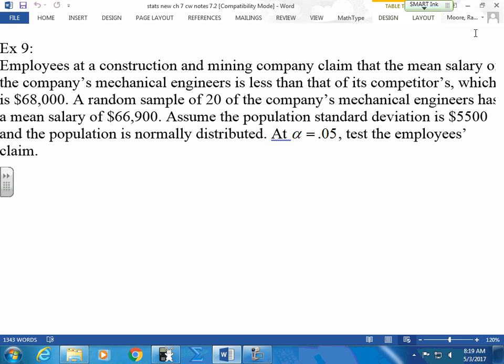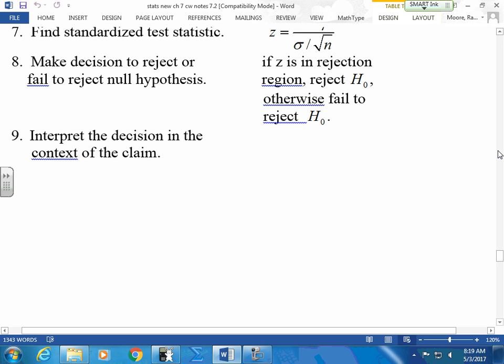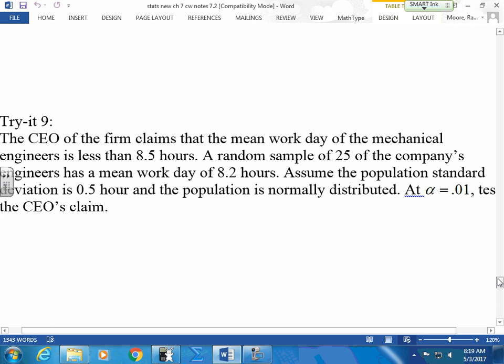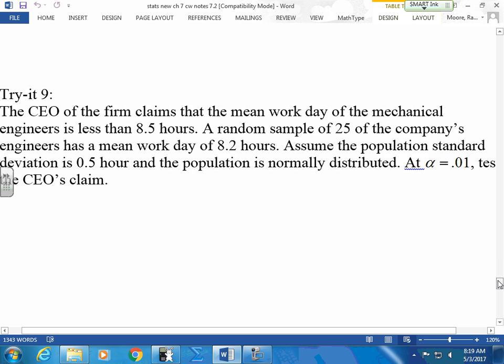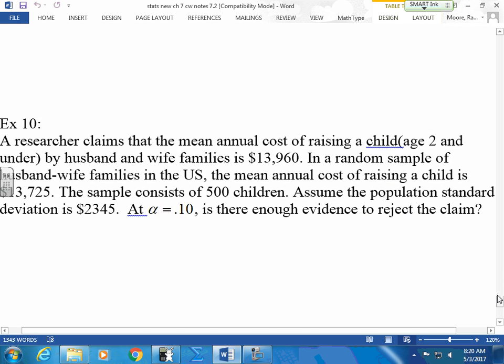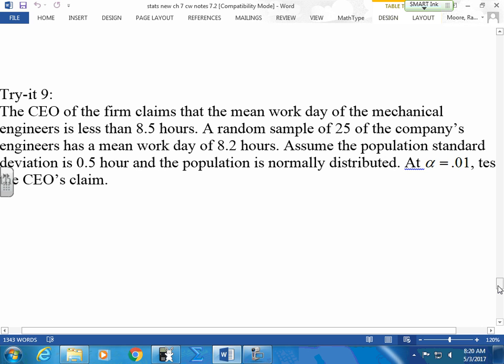Let's try the next one together. And then we'll do a two-tailed test. Is it a two-tailed test? Yeah, it is. Okay, so let's try this guy.